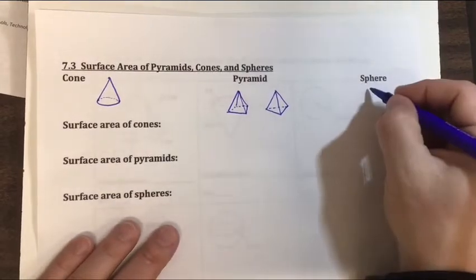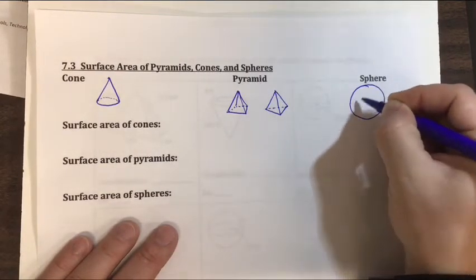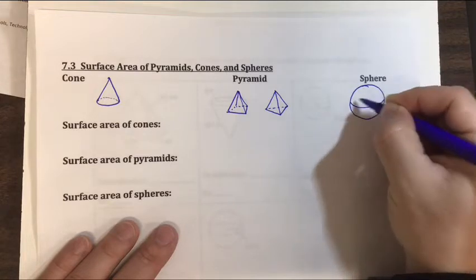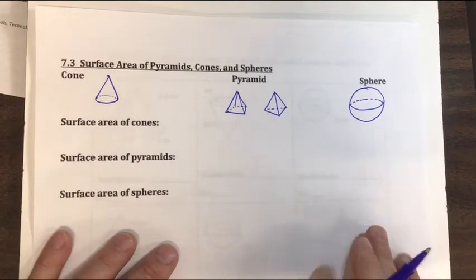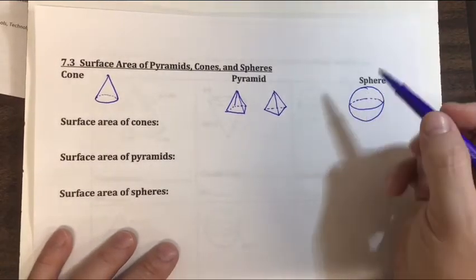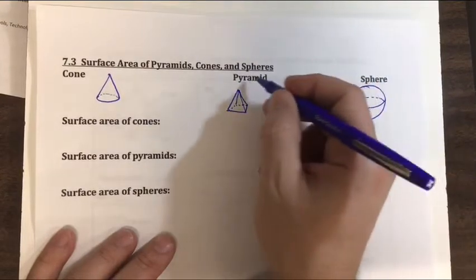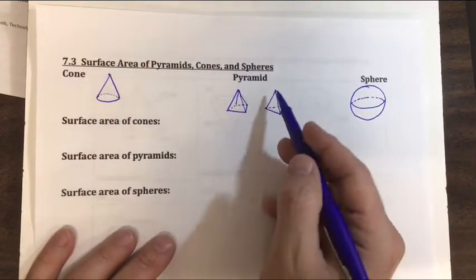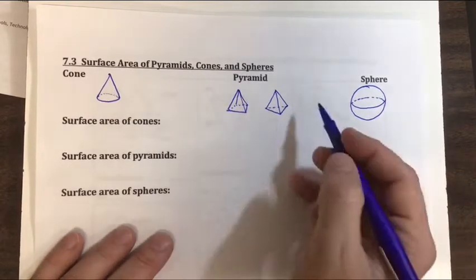And then a sphere, you guys know what a sphere is, a ball or globe shape. And that's a sphere. There are certain formulas for surface area for these figures, but we're going to start with pyramids. For pyramids, the surface area is just the total area of all surfaces.